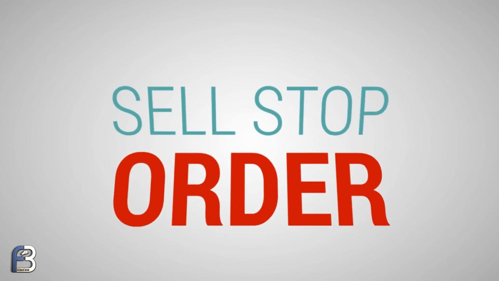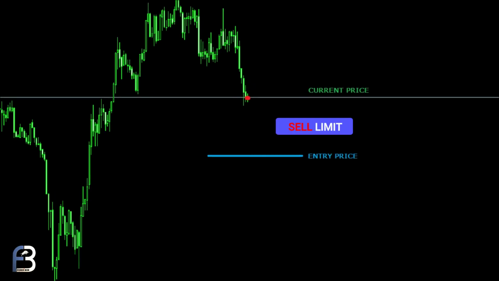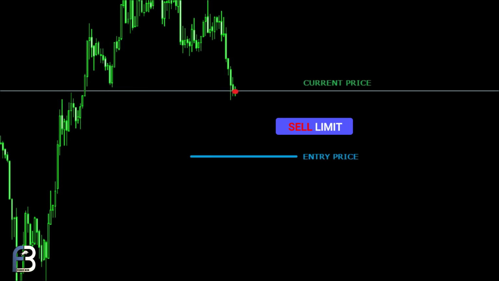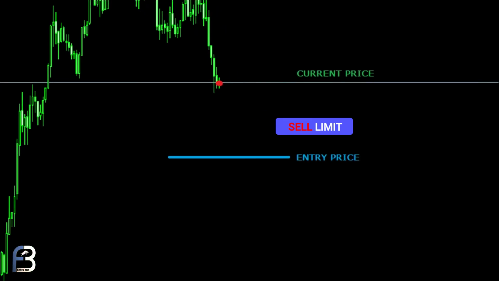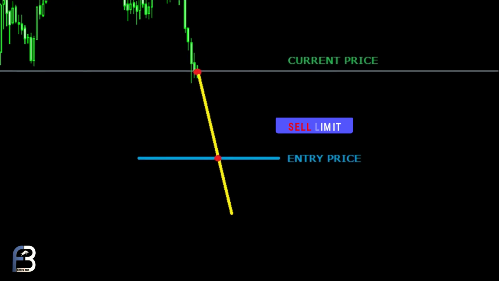And last type of order is the sell stop order. For this order type, the trend must be bearish. In order to put a sell stop order, the entry price must be below the current price, and you will see such movement after it gets triggered.